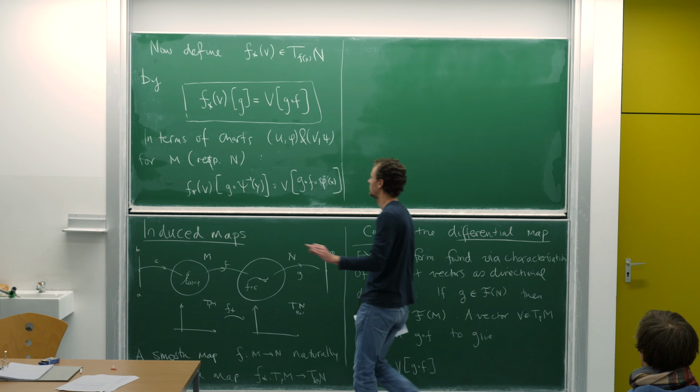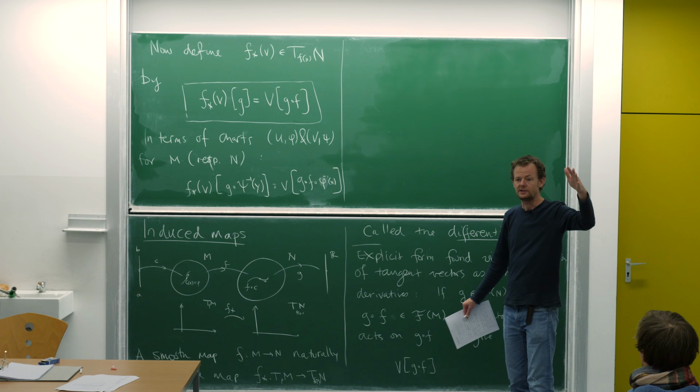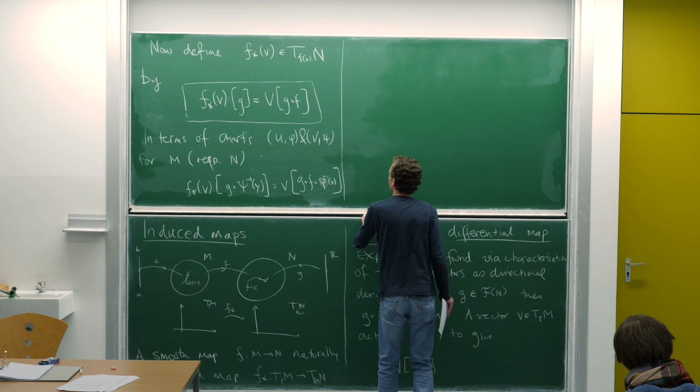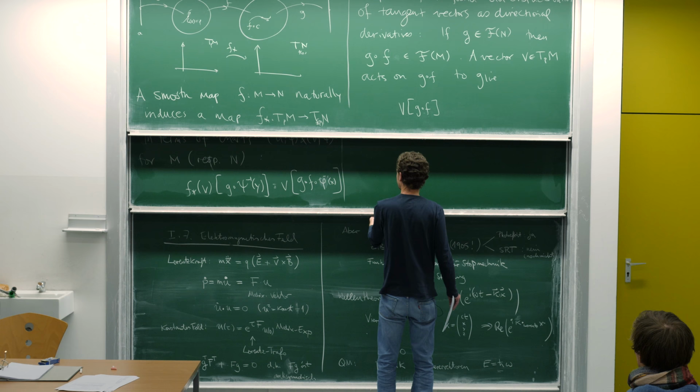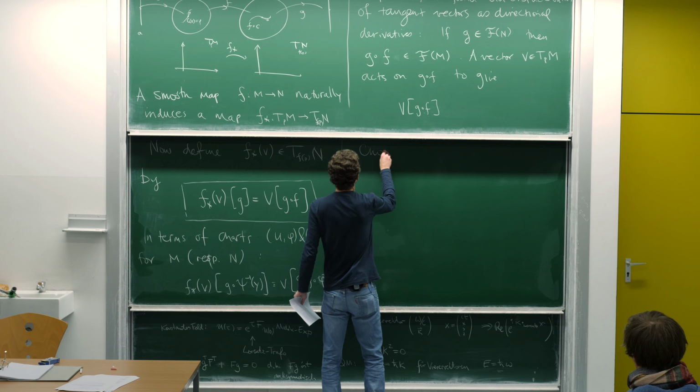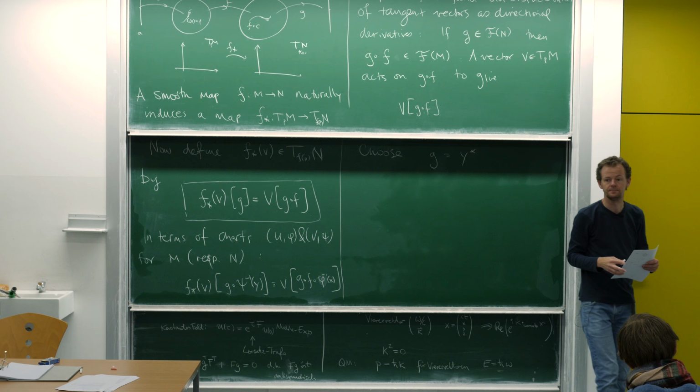G is a general function on our manifold N, but let's choose G to be a coordinate function, like one that just increases along one of the curvilinear coordinate directions. Example, y alpha. Y alpha is the function that increases along the coordinate y.